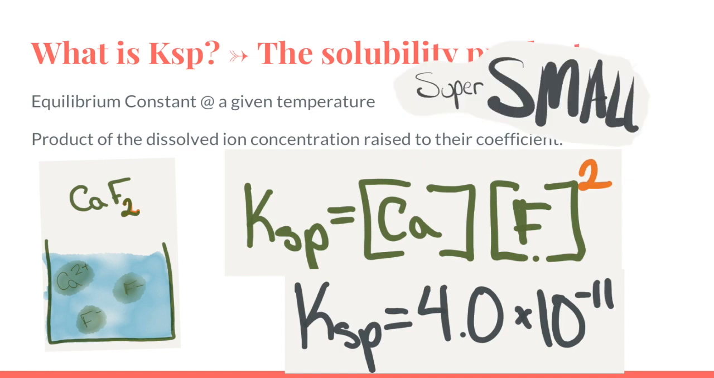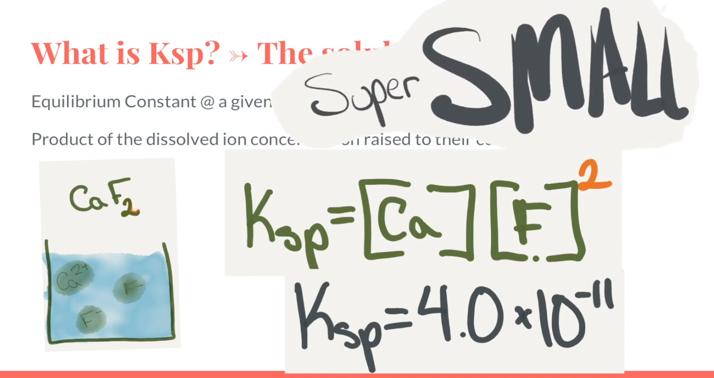You'll notice the Ksp values are super small, so that's normal. Don't get freaked out by it. The other thing to know is that if you look in the back of a textbook, the Ksp value is the value you're going to find. You're not actually going to necessarily find the solubility of a particular compound.